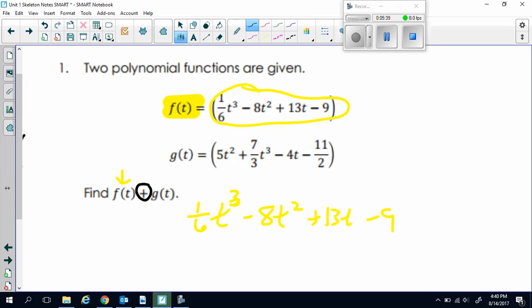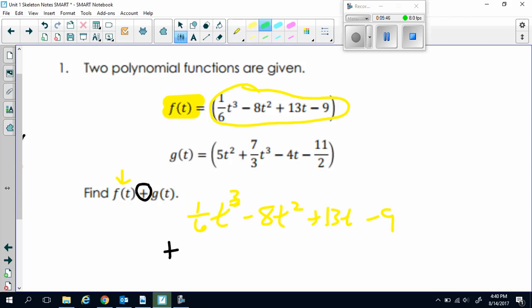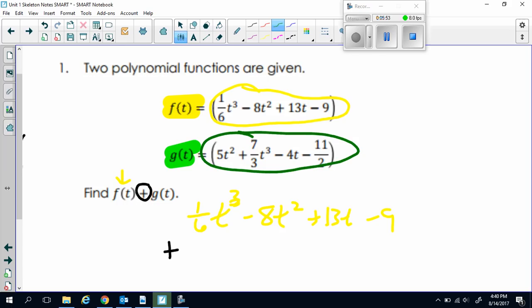They want me to add, so I'm going to put a plus sign, this g of t function, right here, which is this entire thing right here of 5t squared. So we got to line our like terms up. So 5t squared is going to go under that negative 8t squared. 7/3 t to the third is going to go under the t to the third. Negative 4t will go under the 13t. And 11/2 is going to go on the back end.